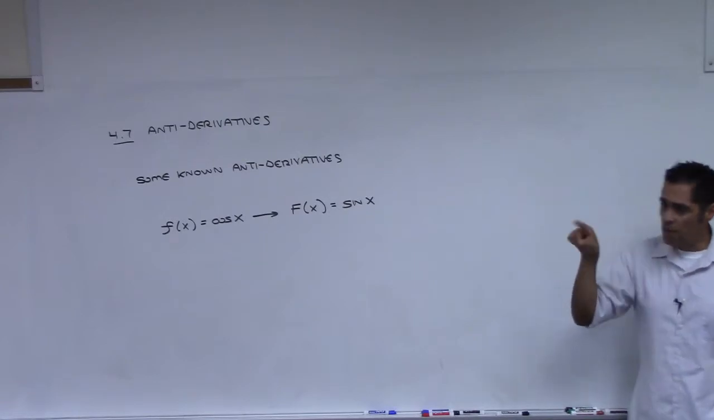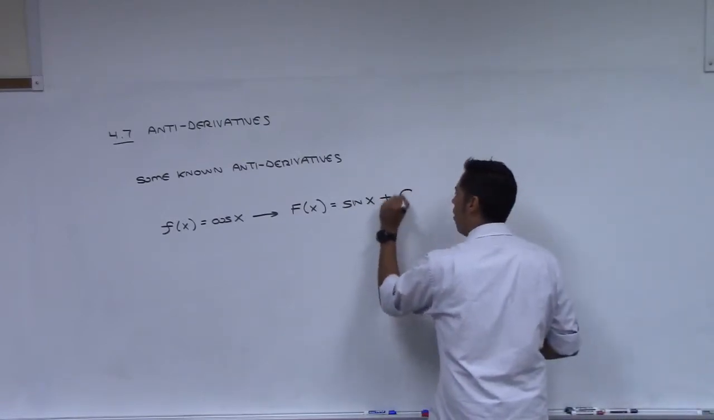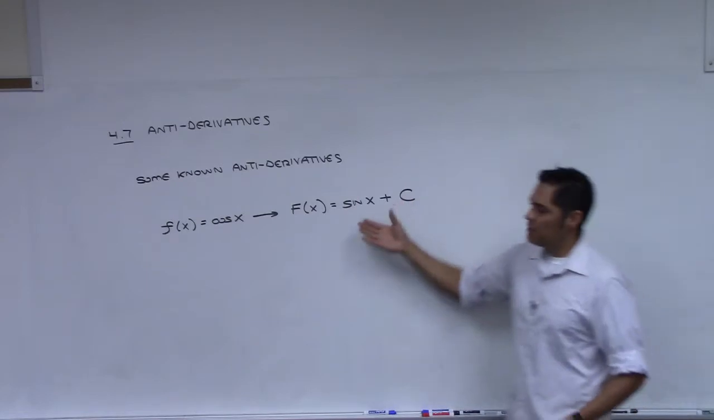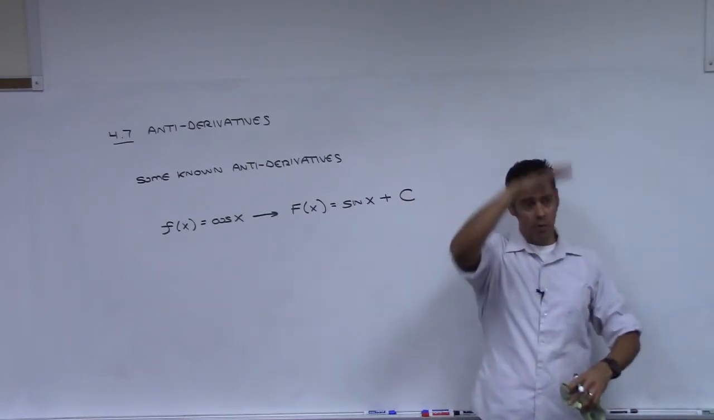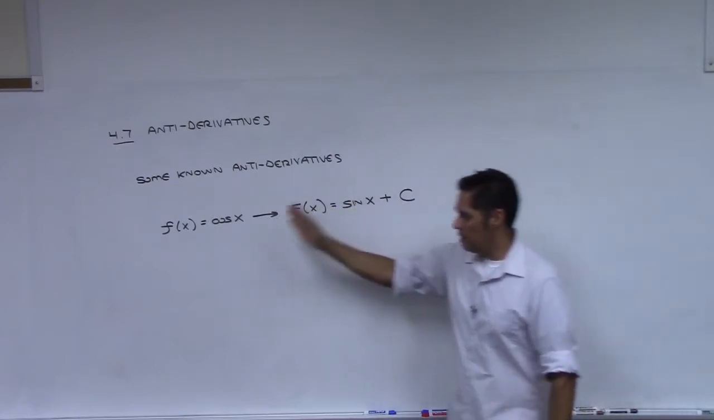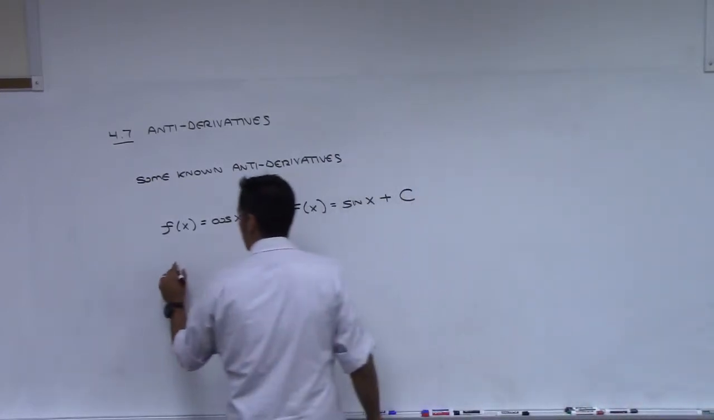Now, could we still do plus c? Sure, that still qualifies. In fact, for all antiderivatives, we always have plus c, always, because we're going to get a whole family. So this is a family of sine curves. They're all moved up and down. Take the derivative of any of those, and you're going to get this. Okay, so that's a known one. How about the next one?